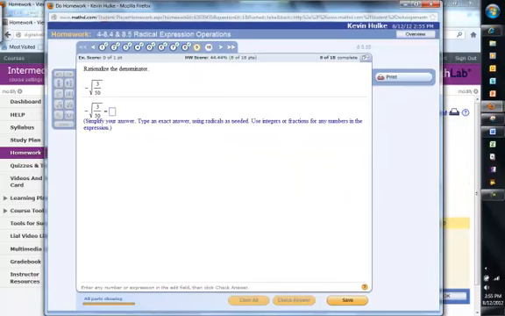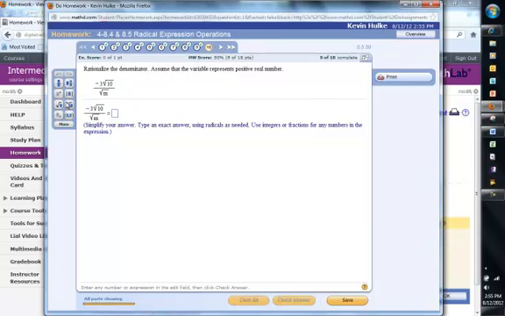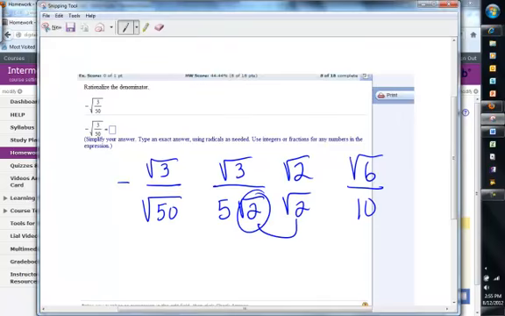So we would say negative fraction key square root 6 over 10. Number 10.